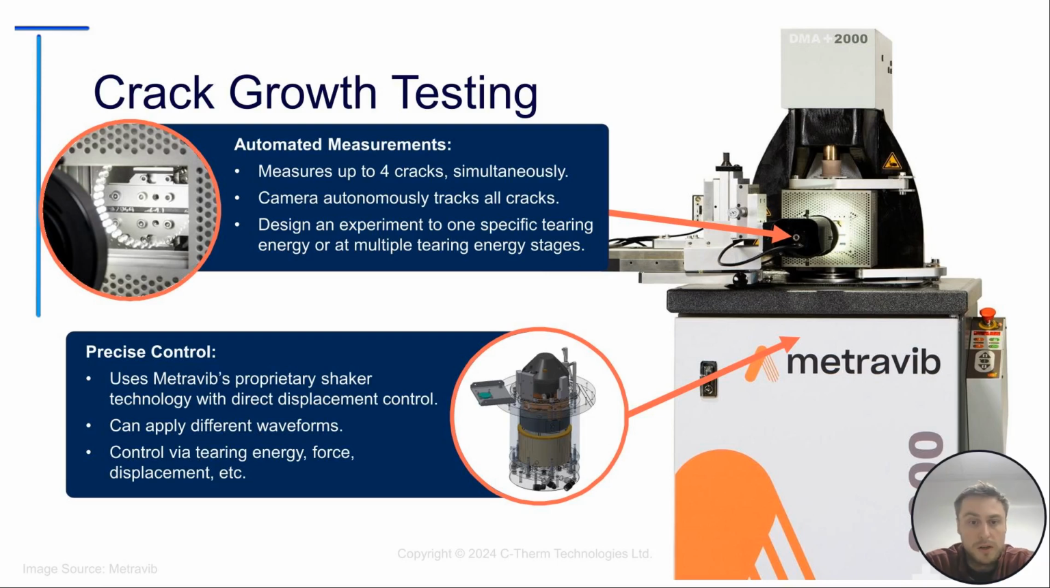You also get precise control with Metravib's proprietary shaker technology that gives you direct displacement control. It can allow you to apply different waveforms, like I talked about in the previous slide: sinusoidal, Haversine, custom, pulse. Sinusoidal waves are great, but we don't really see those in nature too much. We're usually seeing some random waveform pulses, so understanding how the material cracks under those loading conditions can be important. I have a case study that looks into that further. And finally, you can control the tearing energy via force, strain, or displacement. So you get a lot of control with the proprietary air-bearing shaker technology.